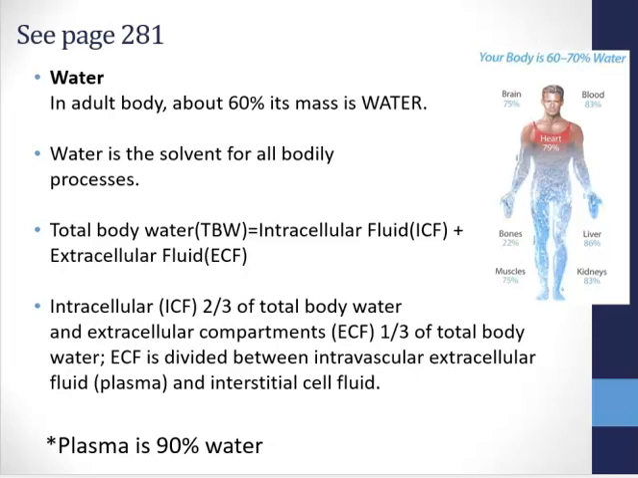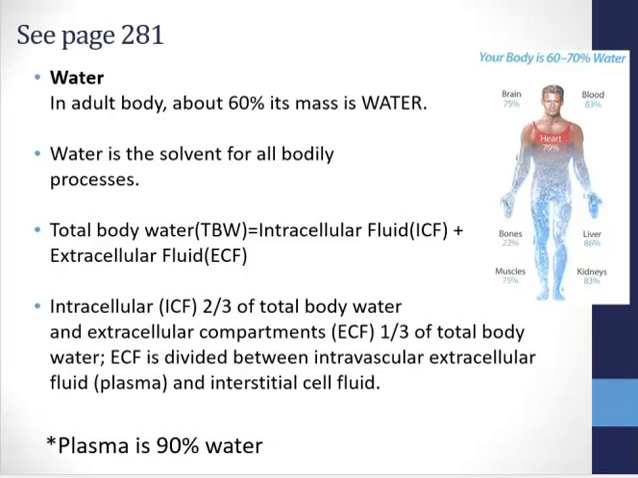Some information we need to know about the water in the body is that in the adult body, about 60% of the mass of the body is water. Water is the solvent for all body processes. And remember, solvent is the liquid part that the solute is dissolved in. If you think back about the difference between a solute and a solvent when we were in lab math.